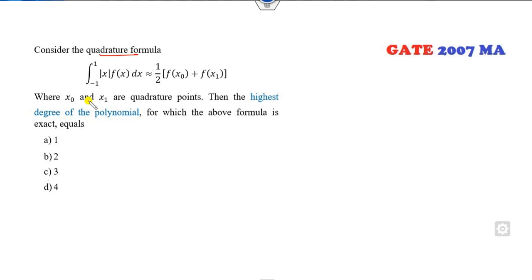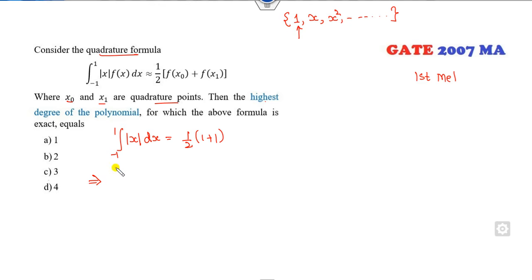Okay, consider the quadrature formula. X0 and x1 are given here, and the highest degree of the polynomial is asked. Again the degree is not given to you, so it is infinite here. The first method is you can start with 1 and substitute here. You will get this expression. The right hand side will be half of 1 plus 1. Now how can you solve this integration? You can break from minus 1 to 1, then it will be minus x plus the integral from 0 to 1 of x dx.